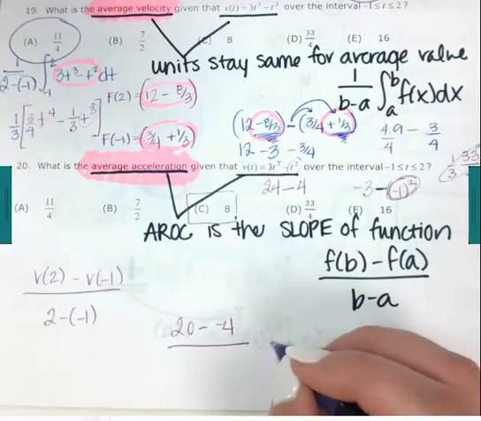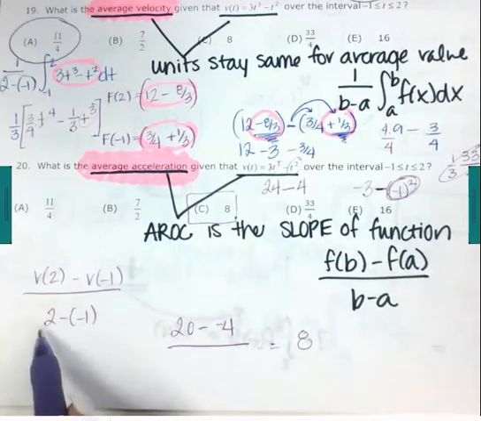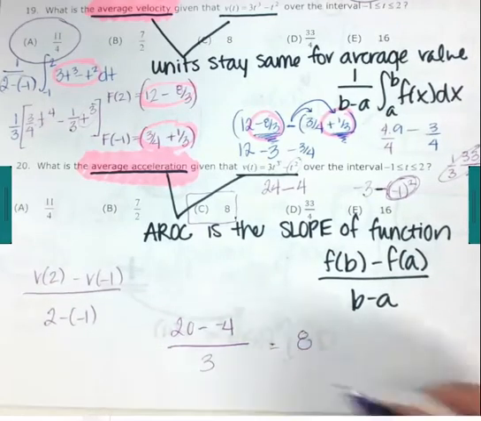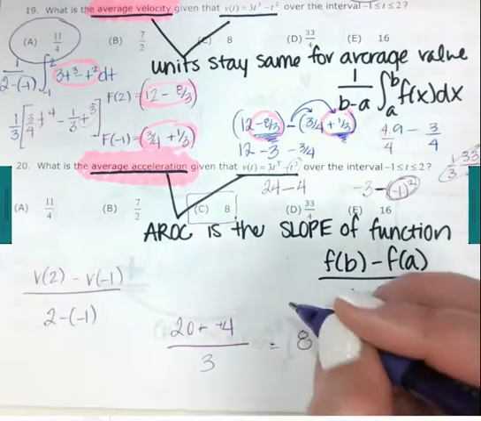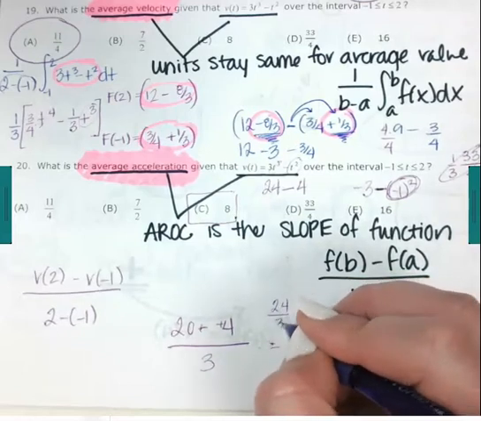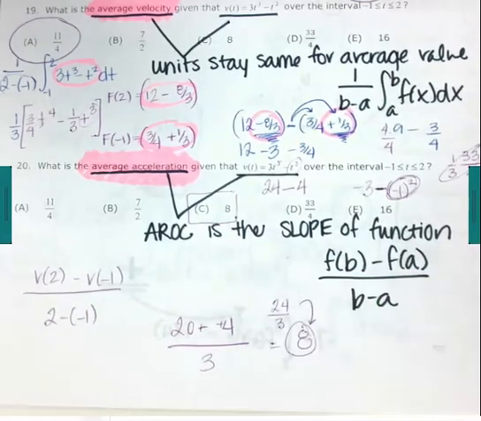20 minus -4 is 8. 2 minus -1 is 3. Oh wait, hold on. That's a plus. So that becomes 24/3, which is 8. Make sense? Okay.